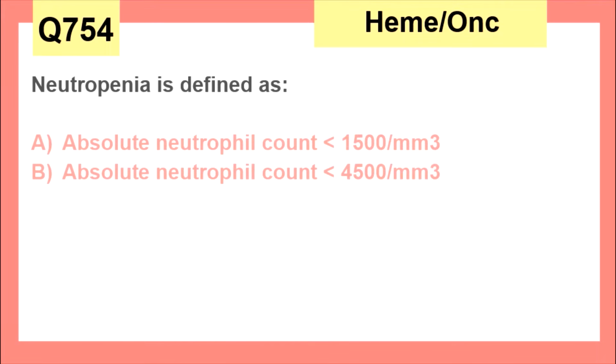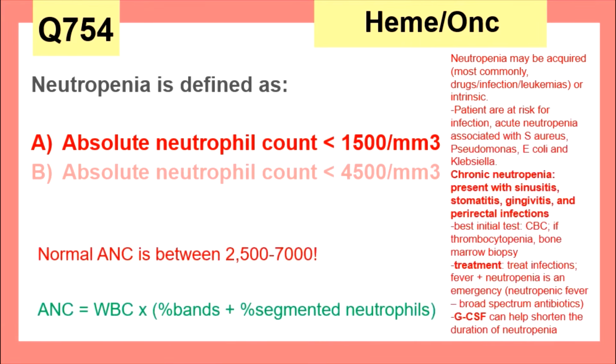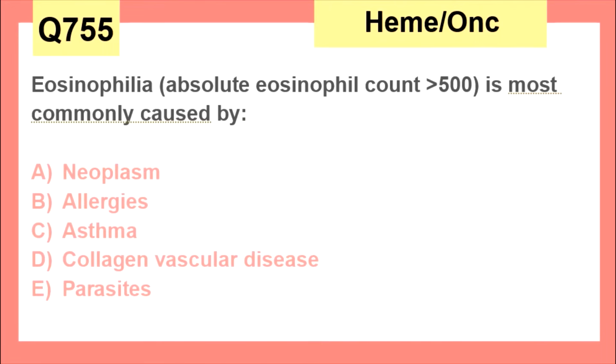Question 754, once again, we have another 754. Neutropenia is defined as absolute neutrophil count less than 1,500. Normal neutrophil count should be between 2,500 and 7,000, and absolute neutrophil count less than 1,500 is neutropenia. You could take a look at neutropenia on the side over here. In the chronic form, patients present with sinusitis, stomatitis, gingivitis, and perirectal infections and treatment. You could take a look over here. One of the things that we want to talk about, besides antibiotics, is GCSF to help shorten the duration of the neutropenia.